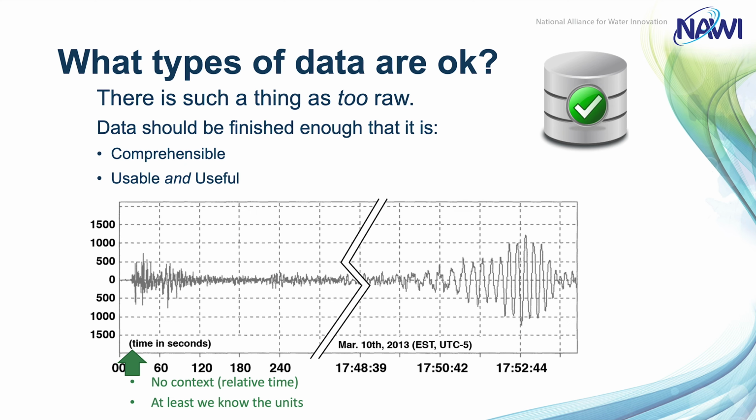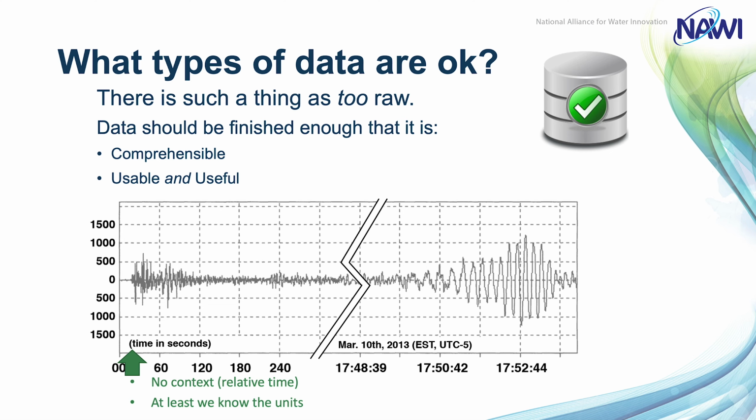Of course, there is such a thing as data that's too raw, and this is where we start to talk about metadata. We need to be able to supply at least enough information with our data that it's usable and comprehensible by others. And so raw data coming straight off of an instrument or out of a box or from a model run needs to have at least enough context to understand what we're reading.